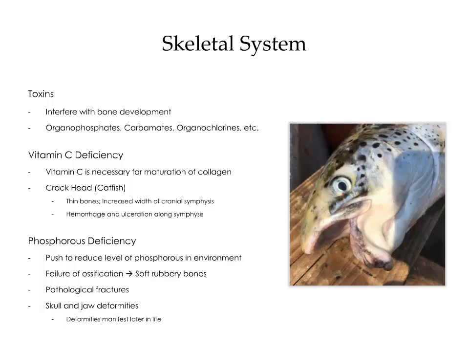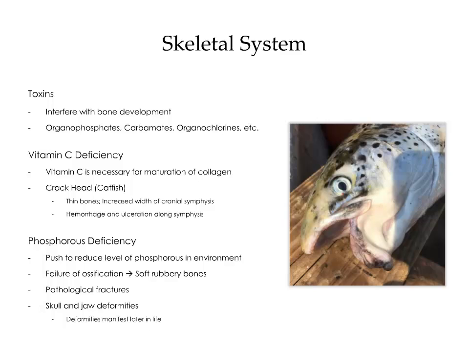There are various toxins that can interfere with bone development, including organophosphates, carbamates, and organochlorines. Vitamin C deficiency is also associated with skeletal lesions, given that vitamin C is necessary for the maturation of collagen. In catfish, there's a condition known as crackhead, which is caused by vitamin C deficiency. The bones of the skull are thin, and there's increased width along the cranial symphysis, with associated hemorrhage and ulceration.